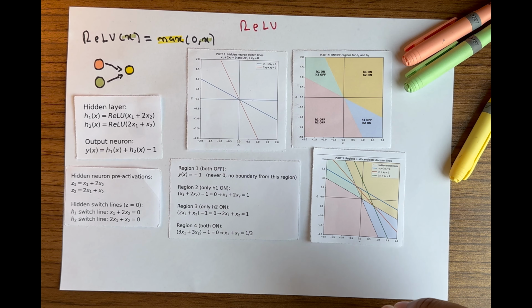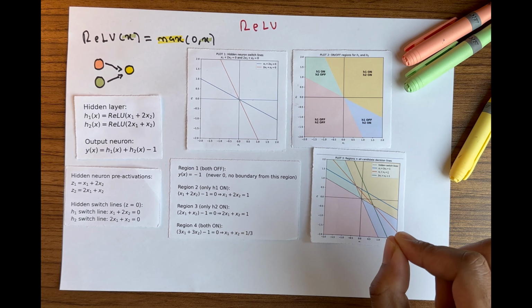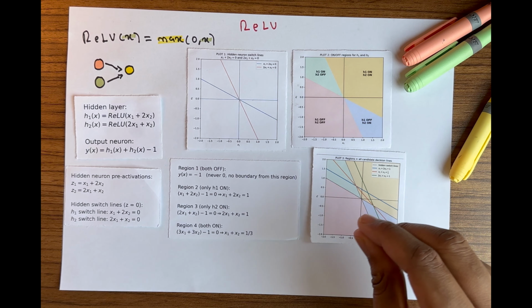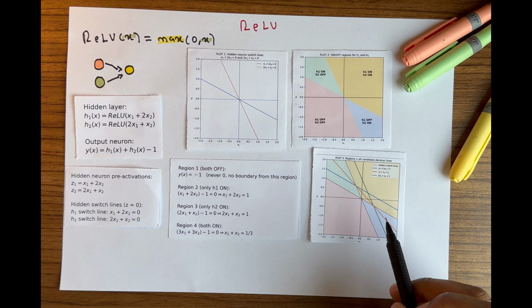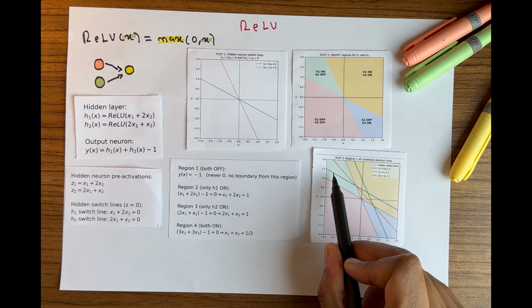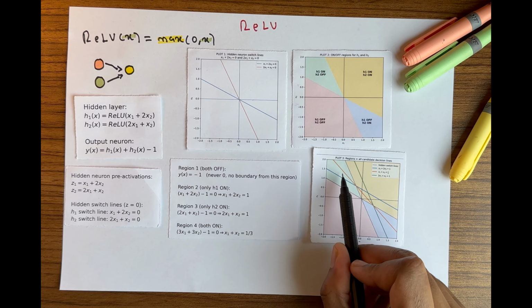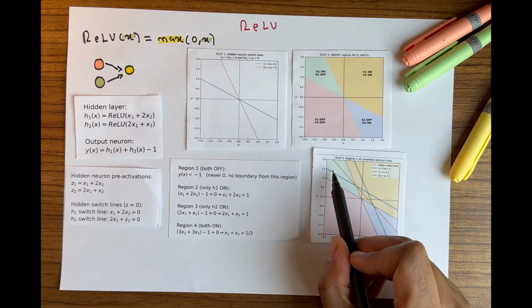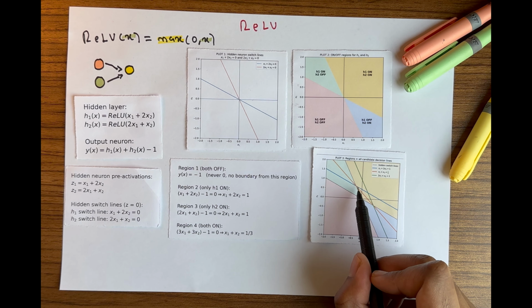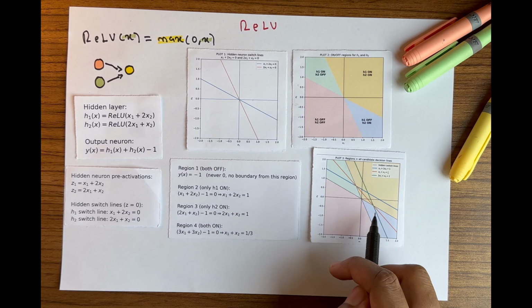Now here comes the fun part, seeing how the bend actually appears. We are going to keep only the piece of each line that belongs to its region and throw away the rest. So for example, the blue line, where only h1 is active, is only active in this region. So we are going to cut it here and throw away this part. The orange line is only active in this region, so we're going to cut it here and throw away this part.